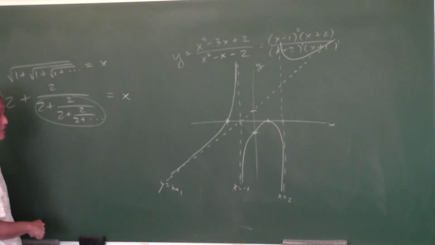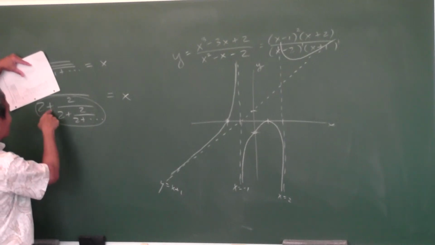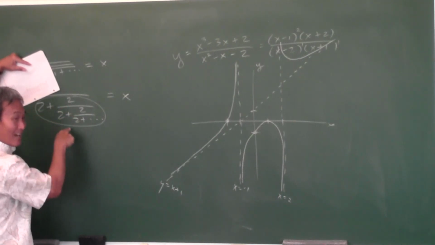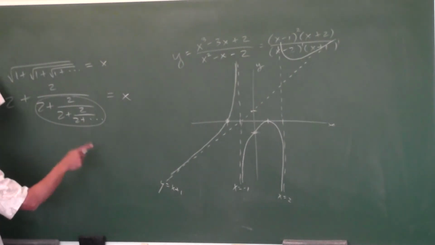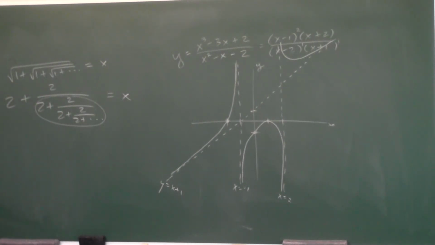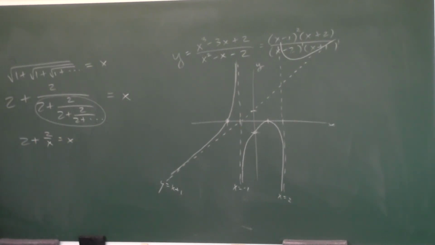What did I just circle? X. Because look, what's in the circle? 2 plus 2 over 2 plus 2 over, that's X. And the reason you can do that is because it goes on forever. If it didn't go on forever, you couldn't do that. So this is the same thing as 2 plus 2 over X equals X. Can we solve this equation?